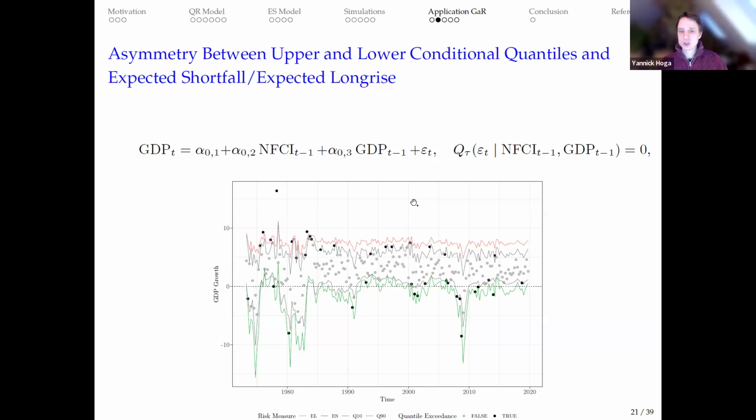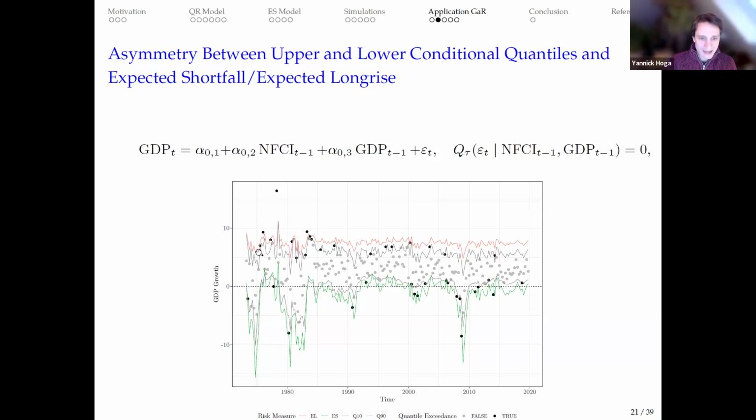But this picture changes when you look at the lower tails here. The lower quantiles of future GDP growth seem to vary quite a bit with financial conditions and with current economic conditions. So here you've got these wild swings seen in the 10% quantile of the GDP growth distribution.